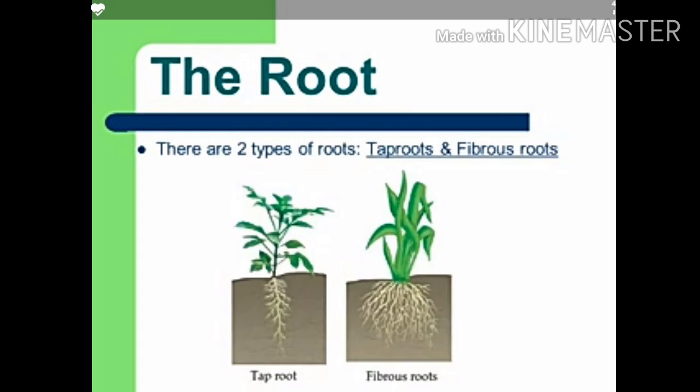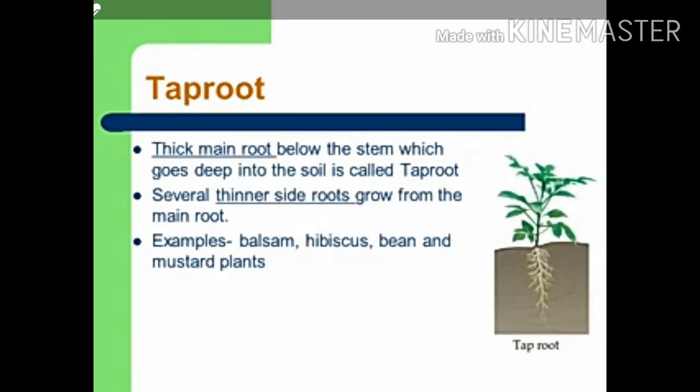Now, there are two types of root, tap roots and fibrous roots. Let us learn firstly about tap roots. A taproot is a thick main root below the stem which goes deep into the soil. Several thinner side roots grow from the main root. For example, balsam, hibiscus, etc.